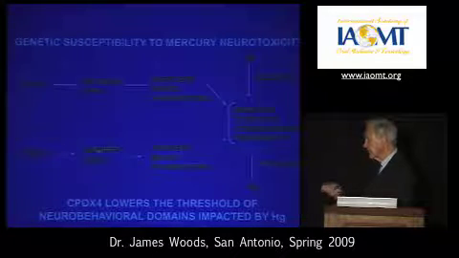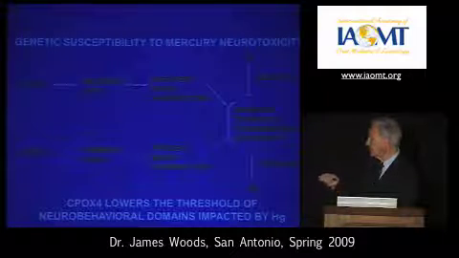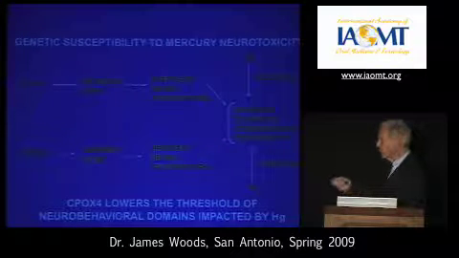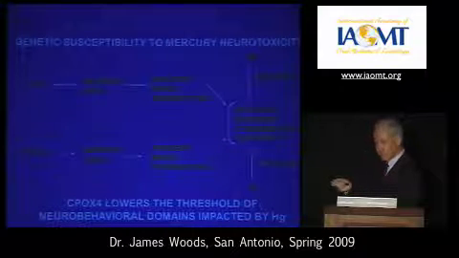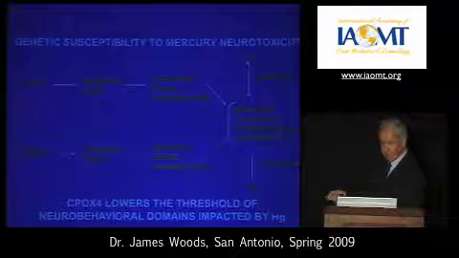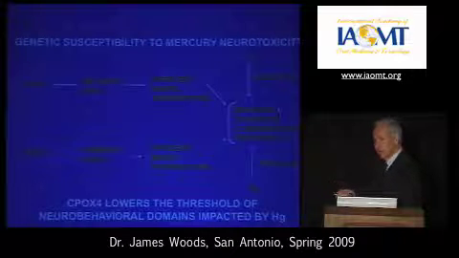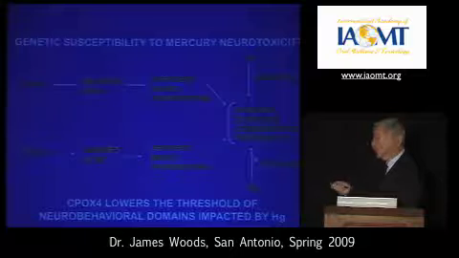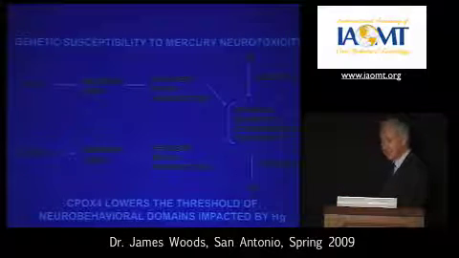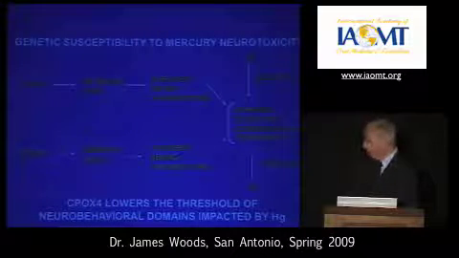We now know this. You're going to have deficient neurotransmitter function, and you're going to be operating at a lower threshold with regard to these various functions. So the effect of mercury on this, the same dose of mercury that has only a selective effect normally, is now going to have a much more profound effect. So what we say is that CPOX4 lowers the threshold of neurobehavioral domains that are impacted by mercury.